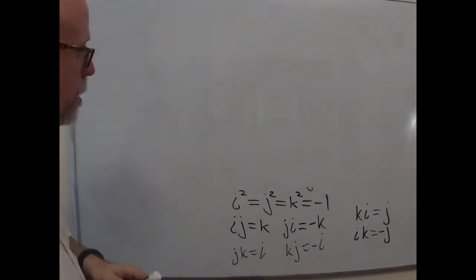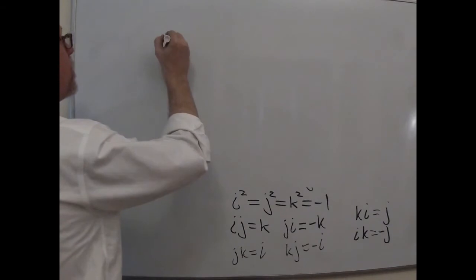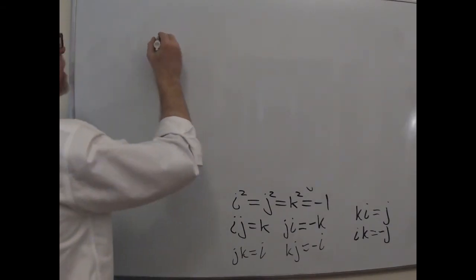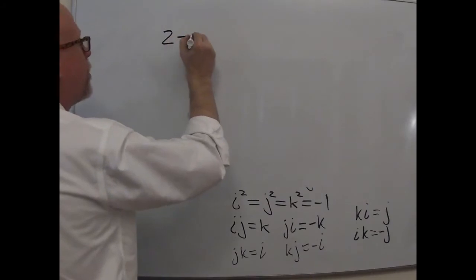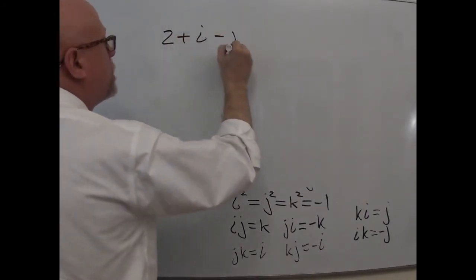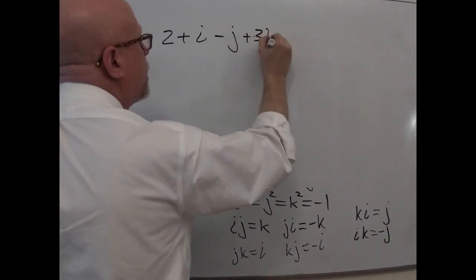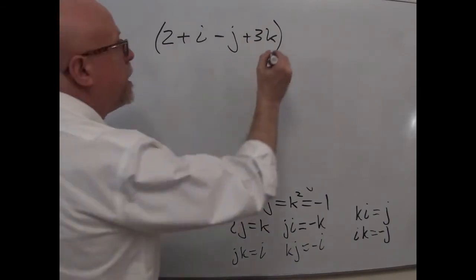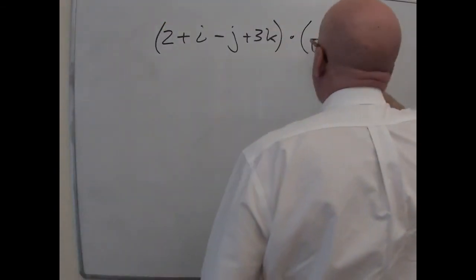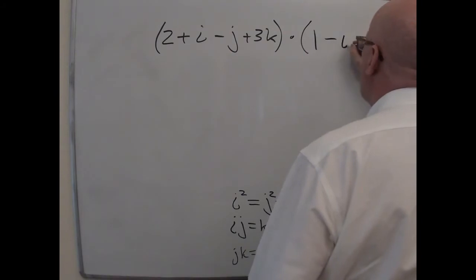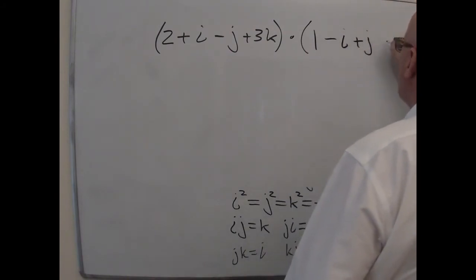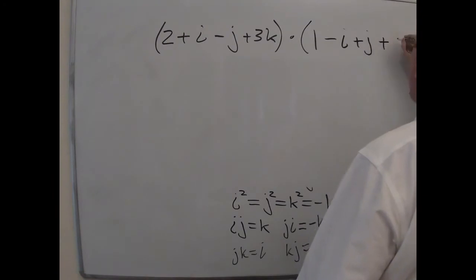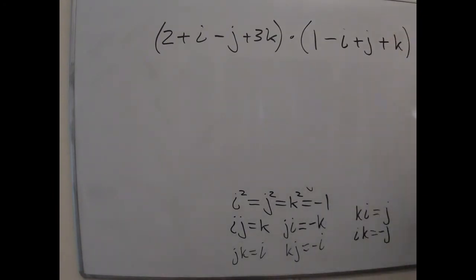I'm just going to make up some numbers for the multipliers, the real part, and then the multipliers of i, j, and k. So how about 2 + i - j + 3k. That'll be one such quaternion. And how about 1 - i + j + k. I'm trying to keep it so that I work with small numbers just to make it easy. But you know, the multipliers in front of these could be arbitrary.